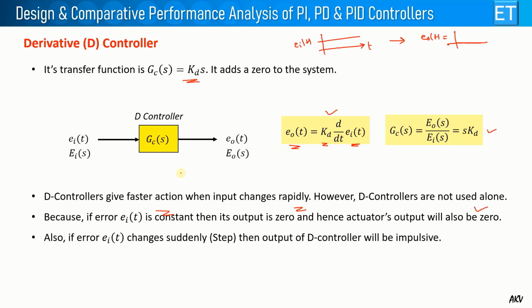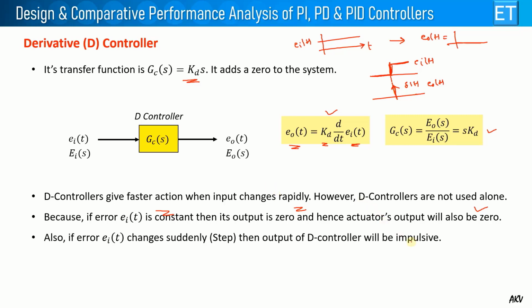And also, if the error changes suddenly, such as this is your error before t equal to 0, and suddenly it goes to some higher value. So this is your input e_i(t). So what will be the output? Obviously the derivative of it. So you get an impulse delta(t) at this discontinuity. So this is the output of the controller. So there is a sudden action we will get as the output of this D controller.